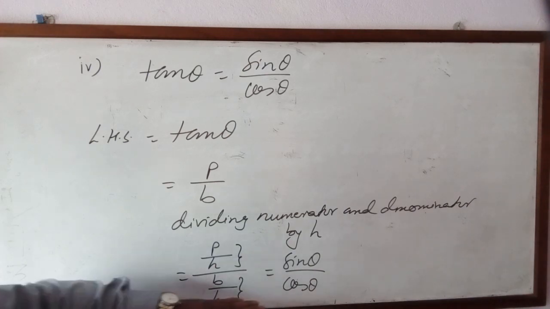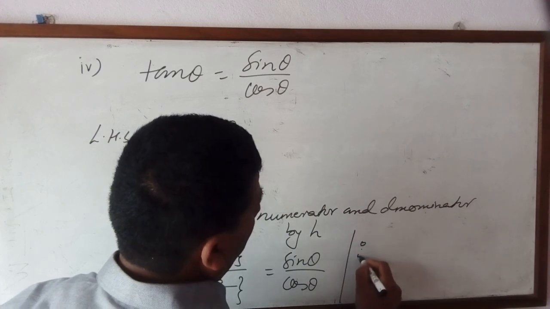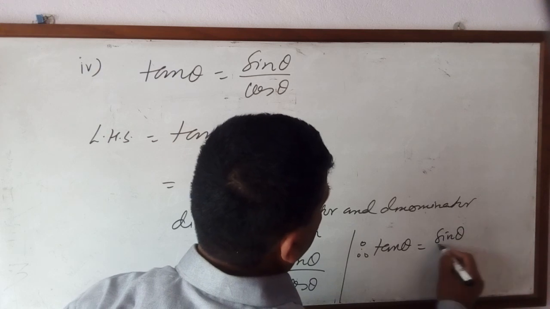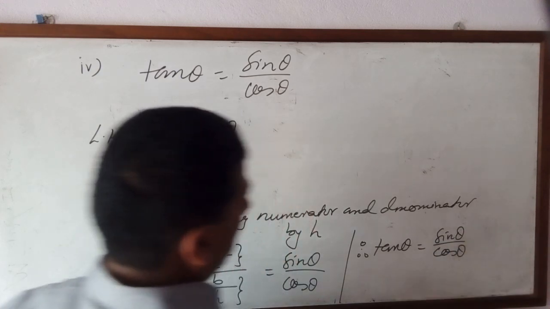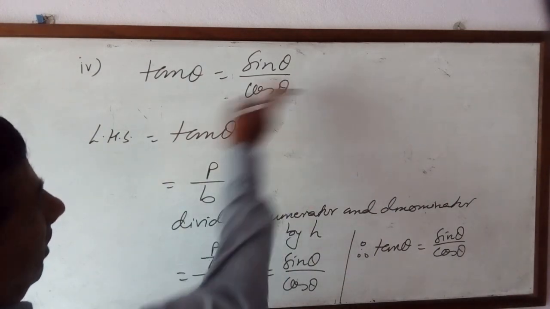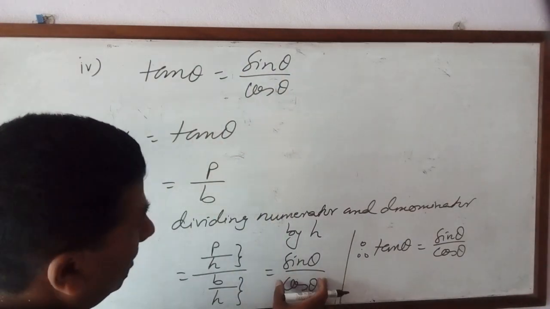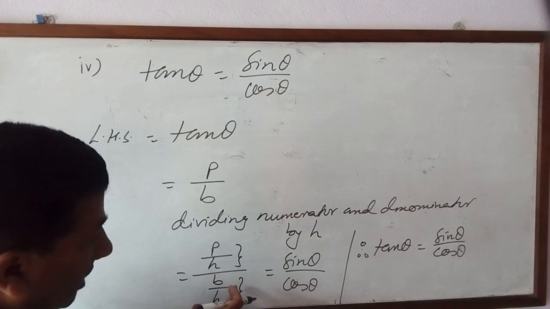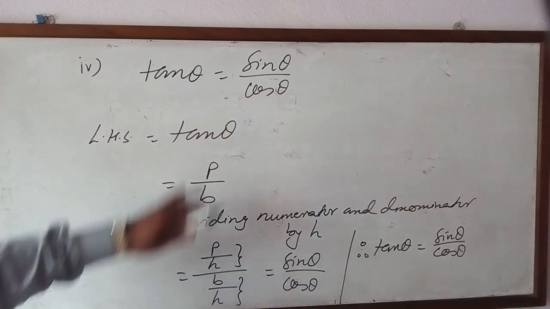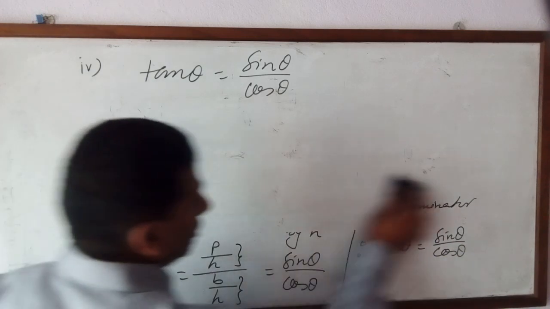Therefore tan theta equals sin theta by cos theta. Now this relation you can also go from right hand side to left hand side. If you want to do that, then write this step first, then write the trigonometric ratios. Okay, I'll do from RHS also. Now this was from left hand side.